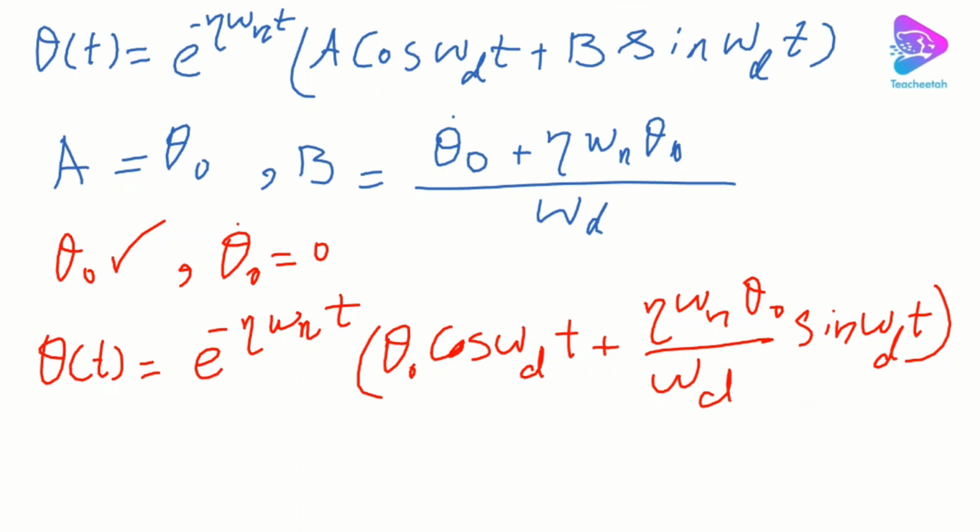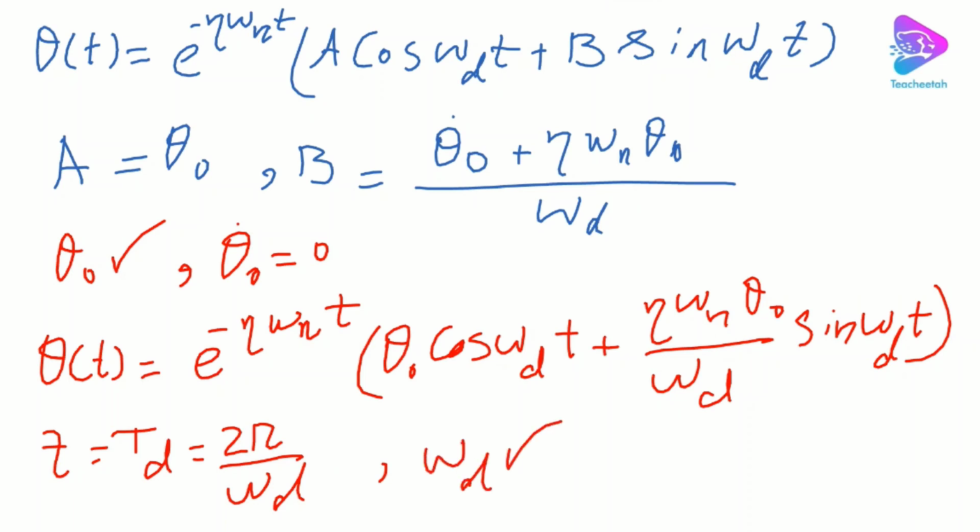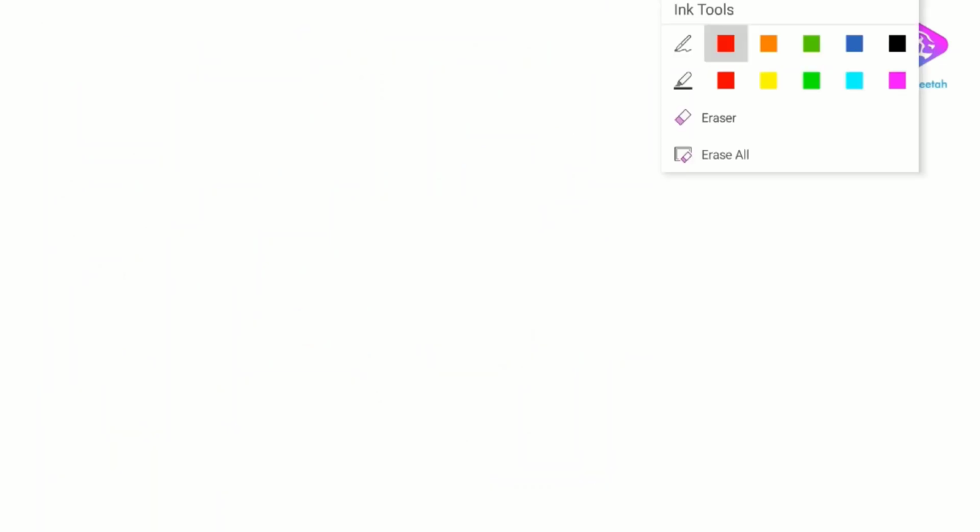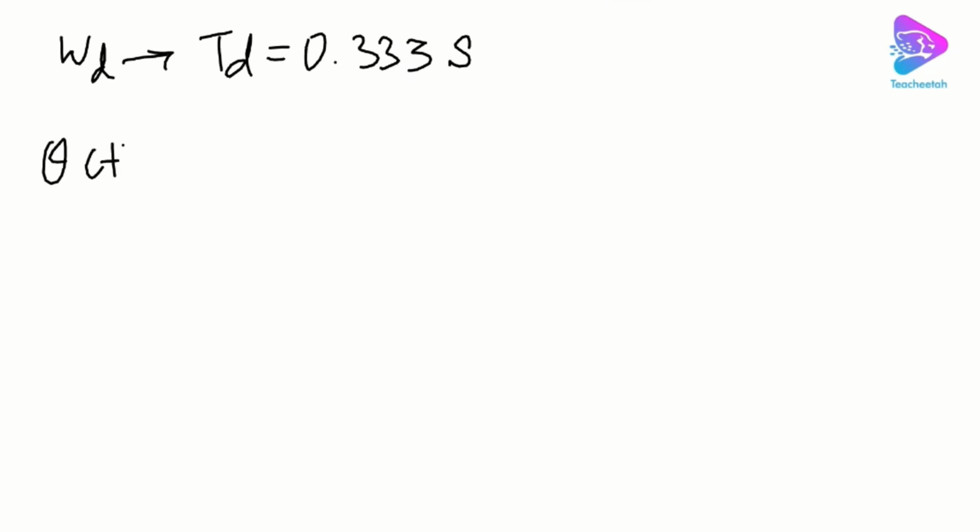So we need the case that t is equal to tau, and tau_d is equal to 2 pi over omega_d. So everything is clear. We know omega_d, we found it already, and we can simply find tau_d, which is the period of the damped vibration. If we plug in t equals tau_d, we can find the amplitude. So let's see how it works. For this system, we know omega_d, and therefore we can find tau_d, the period of the damped vibration, equal to 0.333 seconds.